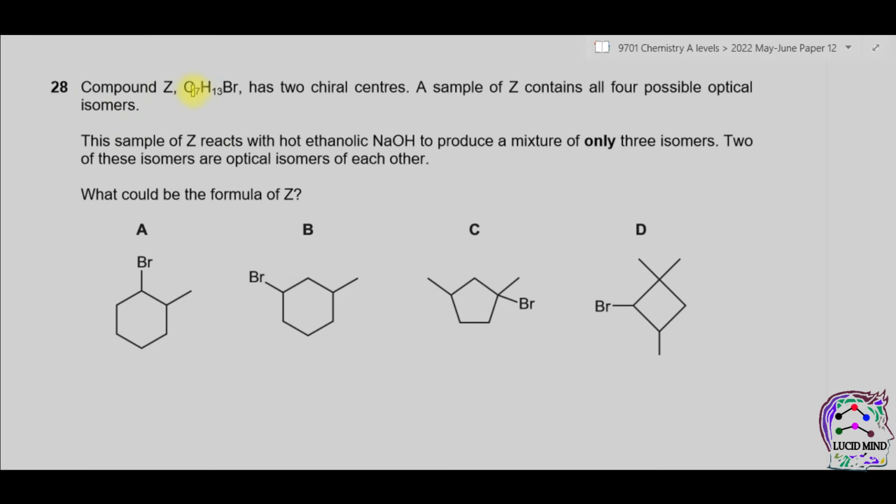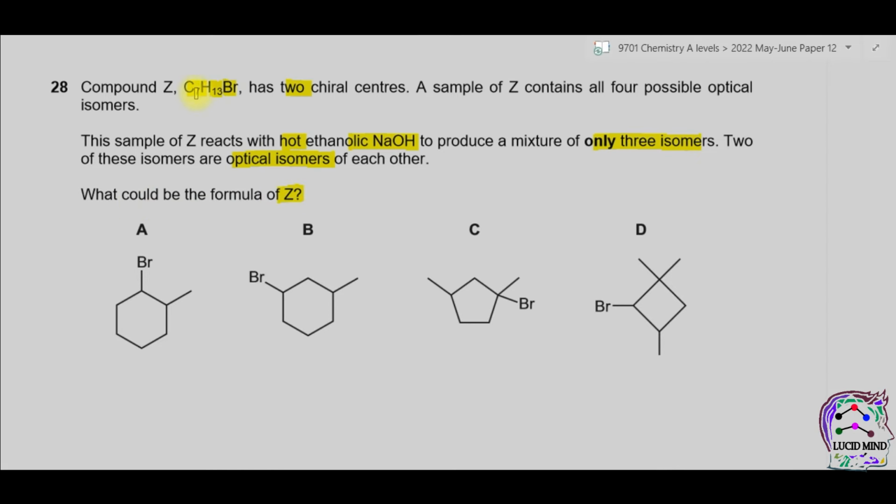Question 28. Compound Z, C7H13Br, has 2 chiral centers. A sample of Z contains all 4 possible optical isomers. This sample of Z reacts with hot ethanolic sodium hydroxide to produce a mixture of only 3 isomers. 2 of these isomers are optical isomers of each other, and then 1 will be left. What could be the formula of Z?